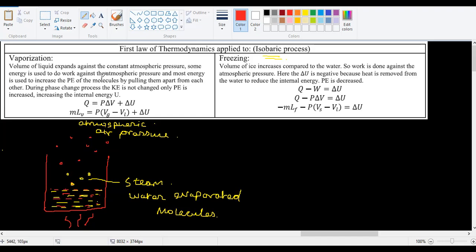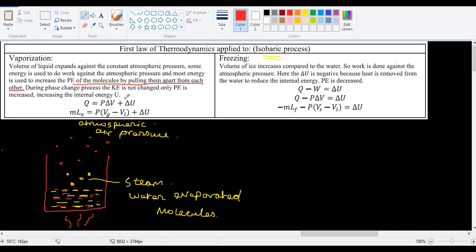Some energy is used to do work against the atmospheric pressure, and most energy is used to increase the potential energy of the molecules by pulling them apart. Okay, so the water molecules are kind of pulled apart from each other. So during phase change process, the kinetic energy is not changed, only potential energy is increased. So something like pulling your rubber band. So in that time, the energy is used to pull the molecules apart. It's not used to push the molecules with higher speed. So that's what we studied at the very beginning of this chapter.